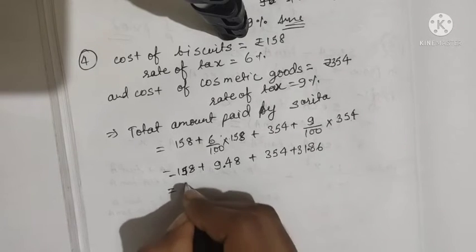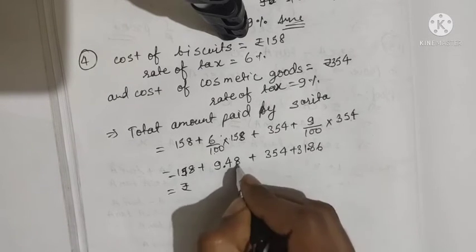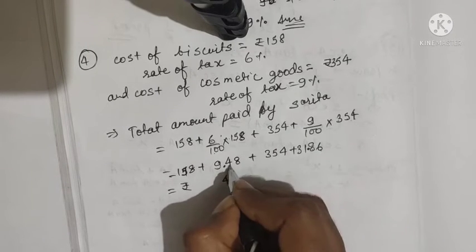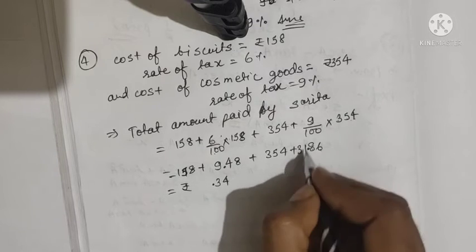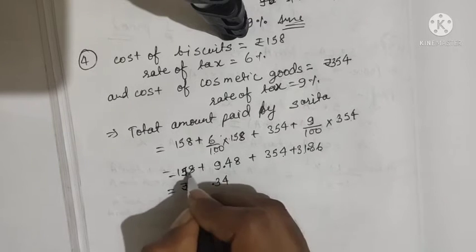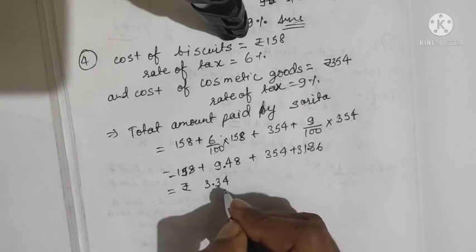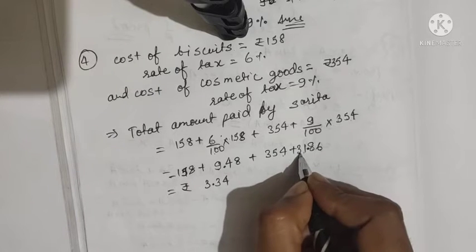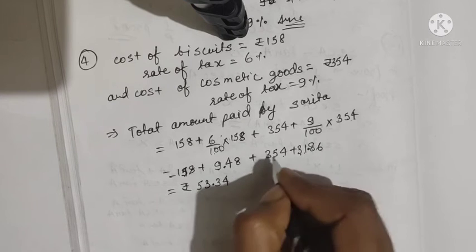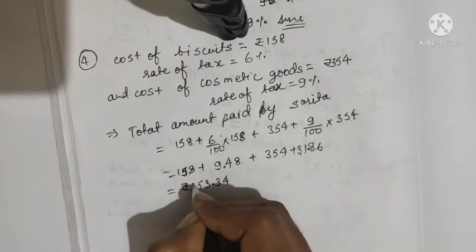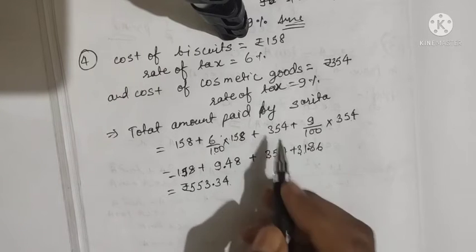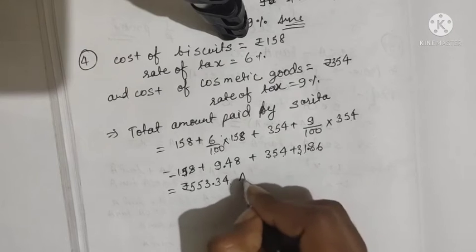Now add all of these. Rupees 6 plus 8 become 14, 1 carry. 8 plus 4 is 12 plus 1 is 13, again 1 carry. 1 plus 1 is 2, 2 plus 4 is 6, 6 plus 9 is 15, 15 plus 8 is 23, again 2 carry. 2 plus 3 is 5, 5 plus 5 is 10, 10 plus 5 is 15, again 1 carry. 3 plus 1 is 4, 4 plus 1 is 5, hence rupees 553.34 should be paid by Sarita. This is your answer.